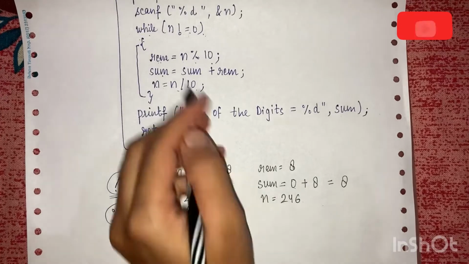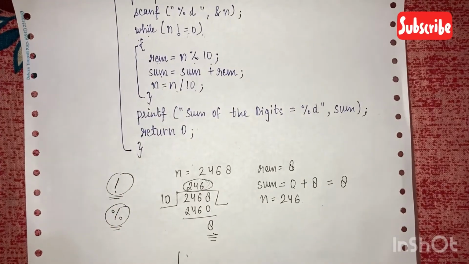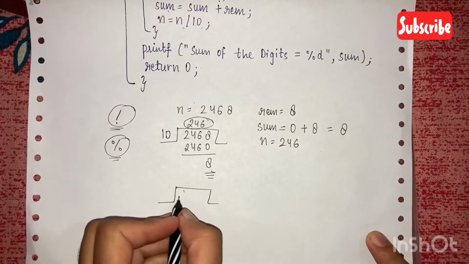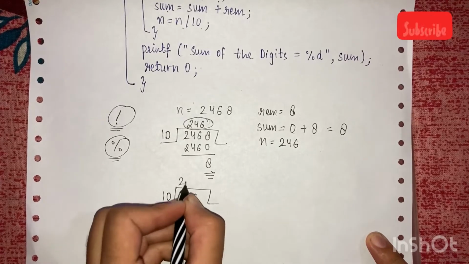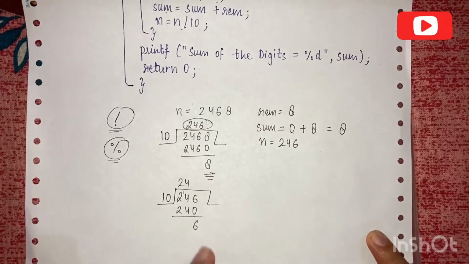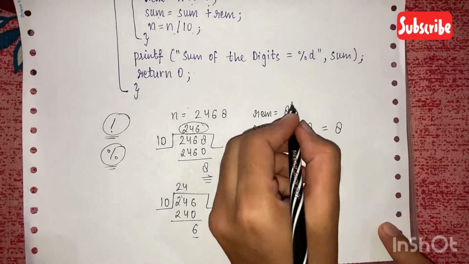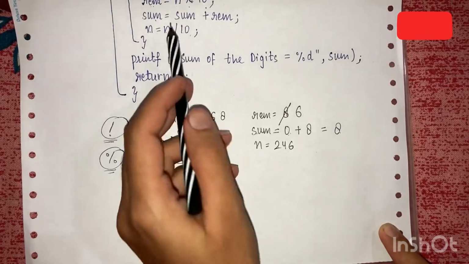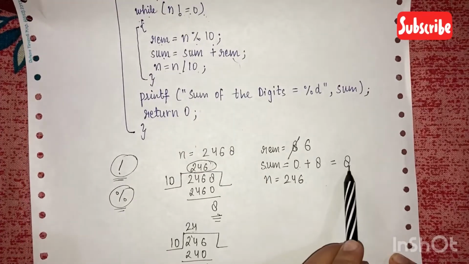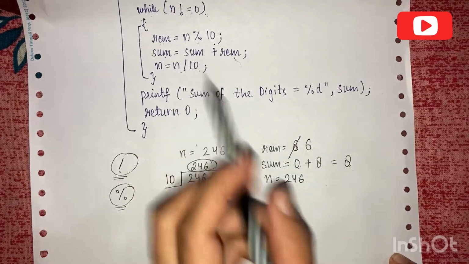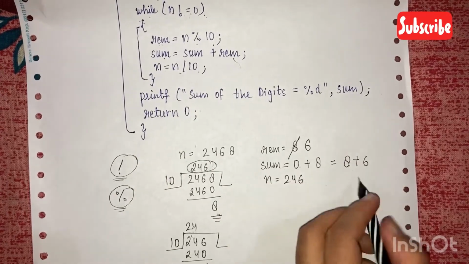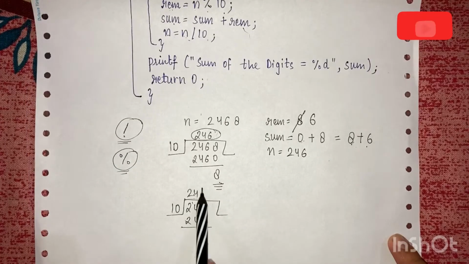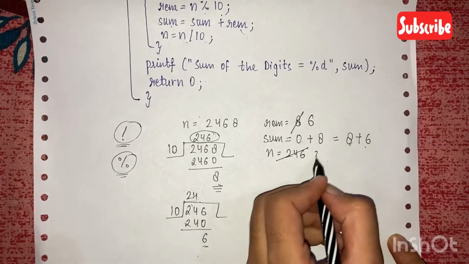Then again remainder equals n modulus 10. So we divide 246 by 10, we get 24 and 6. So this is the remainder, this is the quotient. So now remainder is 6. Sum equals sum plus remainder. Sum has value 8 plus remainder 6, so 8 plus 6. Now n equals n divided by 10, and we got 24. So we have here 24.